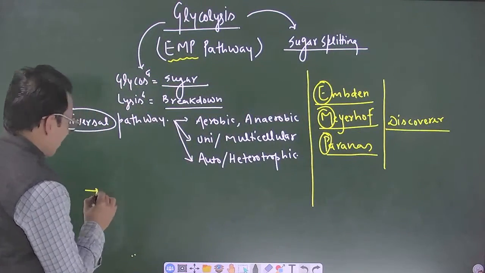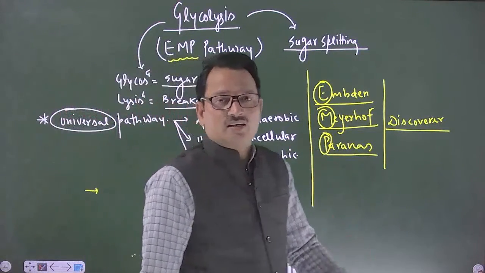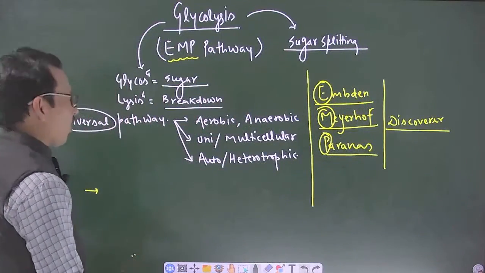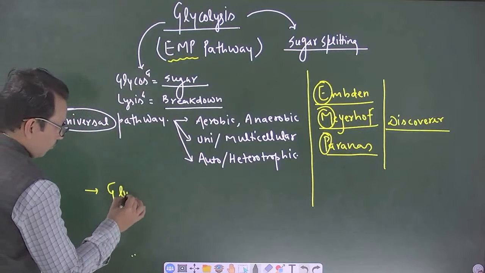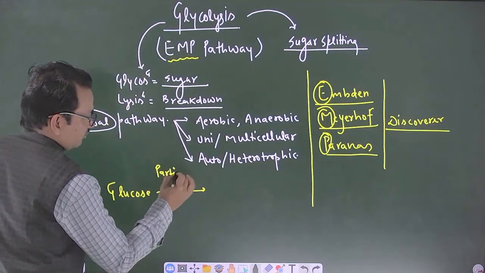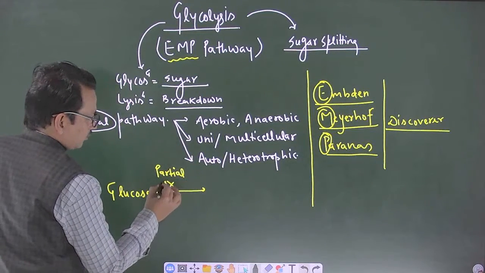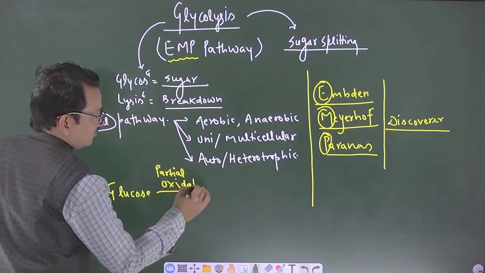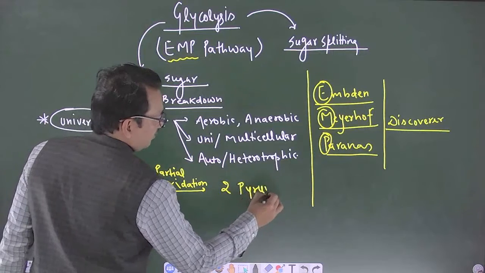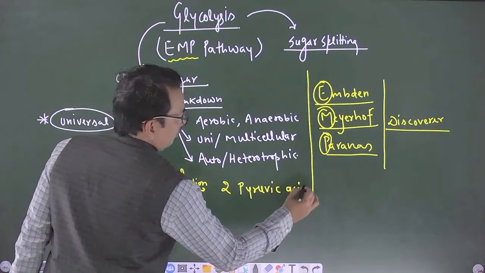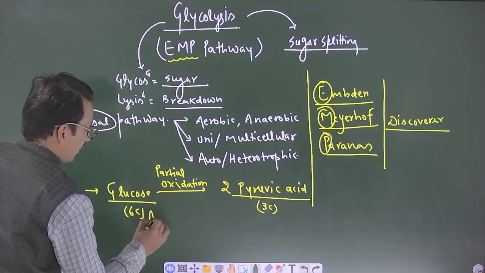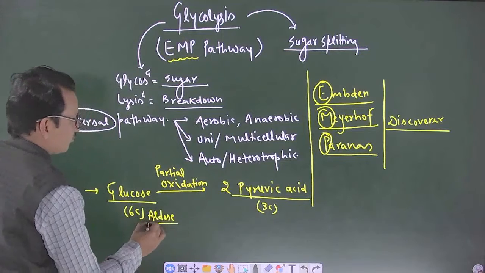In NCERT it is mentioned like this: glucose is the primary substrate in all the organisms. Glucose is broken down by partial oxidation, as it has been mentioned, and that partial oxidation leads to formation of two molecules of pyruvic acid, 3 carbon each, by breaking a 6 carbon aldose, that is glucose.